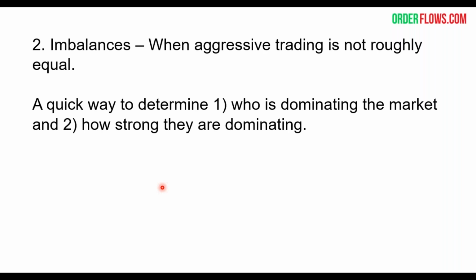Now, you do have what are called imbalances, right? When what's trading in a two-way auction, one side is more dominant than the other side. So say the market's 6 bid at 7, but 300 traded at 6 and only 25 traded at 7. You'd have aggressive sellers in control. You'd have a selling imbalance. So imbalances are a way to determine who is dominating the market right now and how strongly they are dominating.